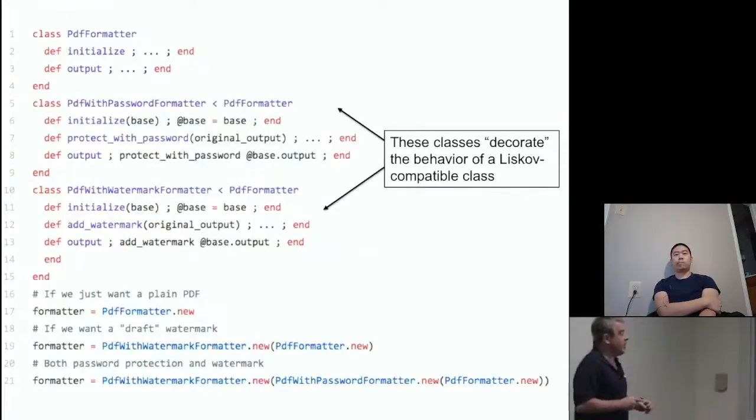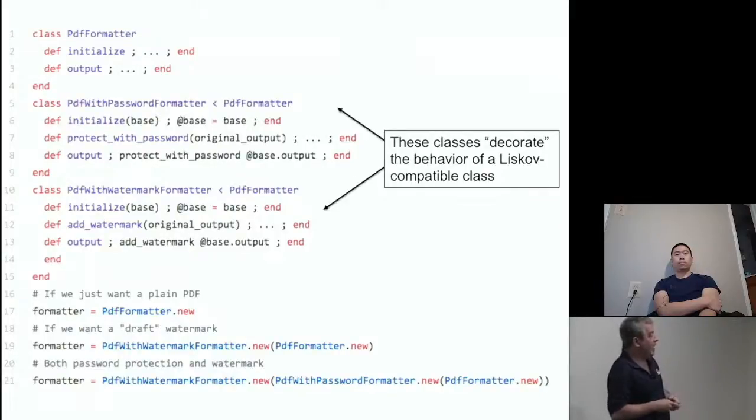And what's really nice about these is that they can be stacked up, right? Because I can create a new PDF formatter. That was the basic one we already had before. And now I can create a new PDF with watermark formatter that takes as its constructor argument a regular PDF formatter.